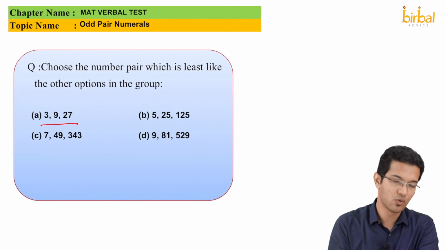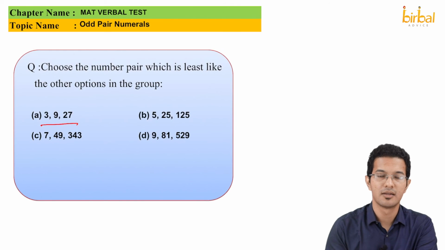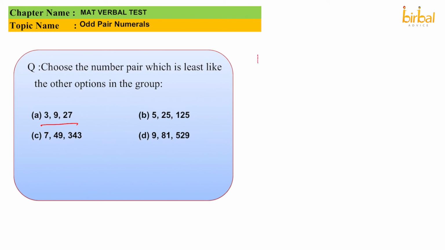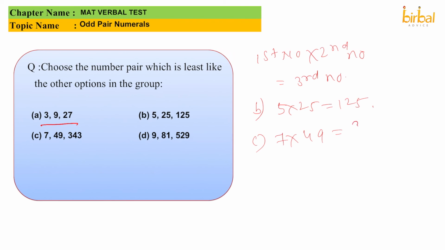अगर मैं option A देखूं and if I say 3 into 9, how much does it give me? It gives me 27. So first number into second number is giving me the third number. Similarly, if I go for option B, I can say that 5 into 25 is giving me 125. Option C is 7 into 49, which is giving you 343.